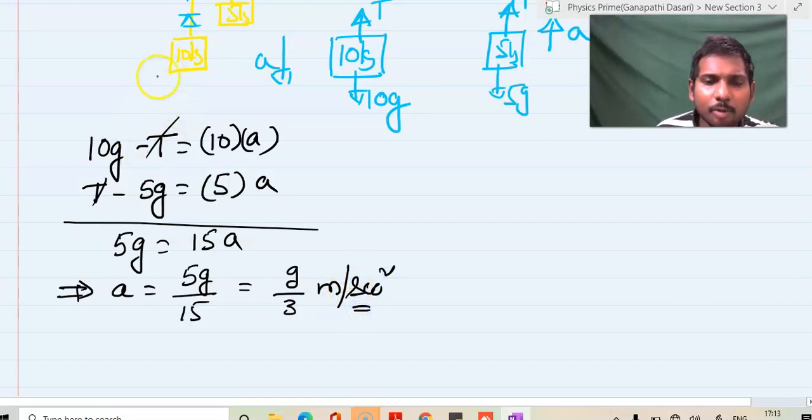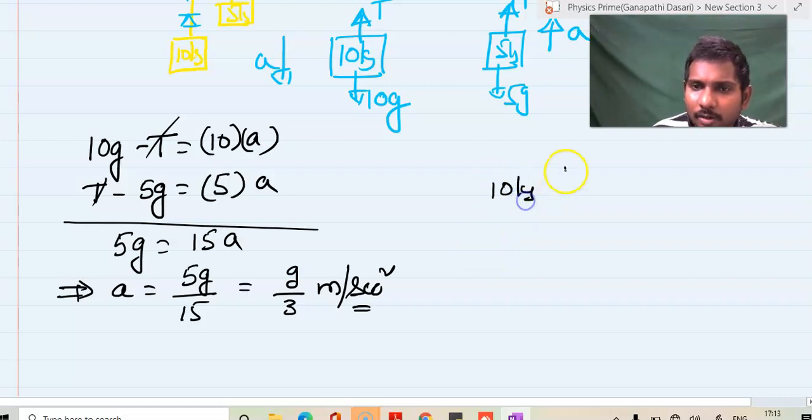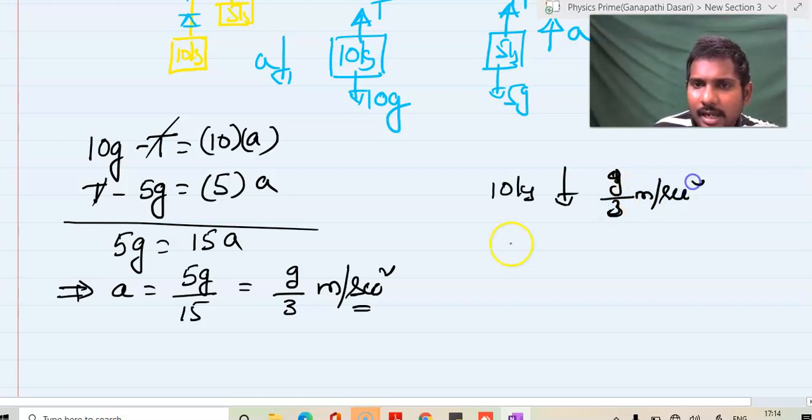So the 10 kg block will go downwards with g by 3 meter per second square, and the 5 kg block will go upwards with g by 3 meter per second square.